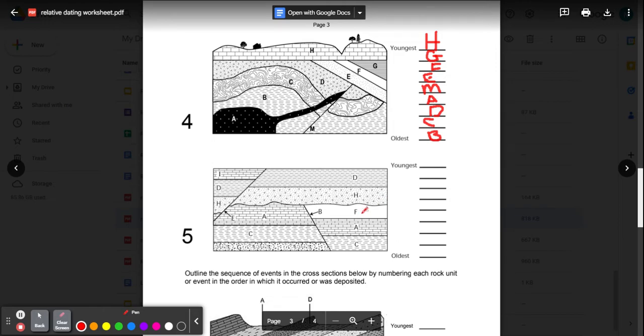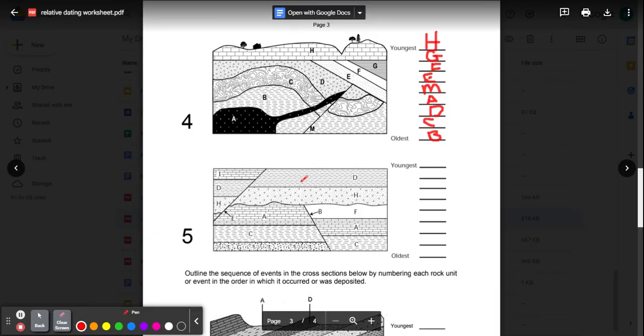All right, now let's look at number 5. Number 5 looks like it's a whammy, so let's see if we can figure it out here. All right, so we've got two fault lines. Look at that, 2 of them. There's one here, there's one right here. Okay, so this one's fault line E, this one's fault line B. Let's see if we can figure this out.